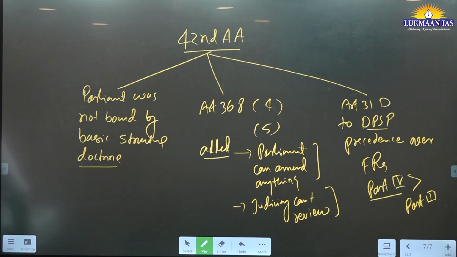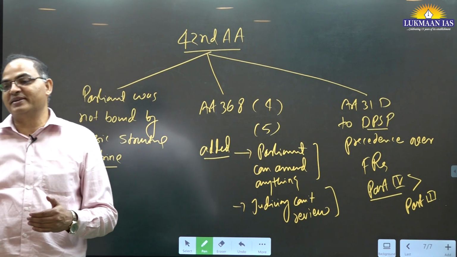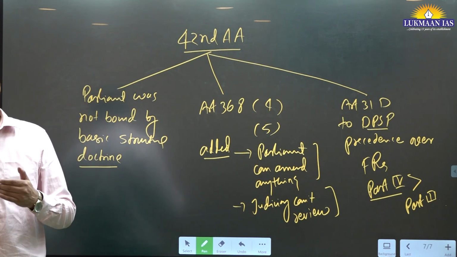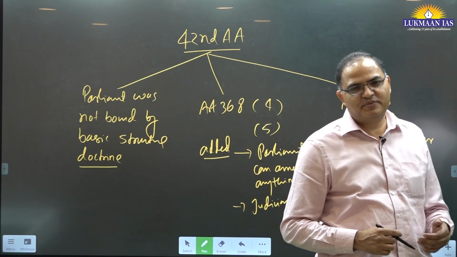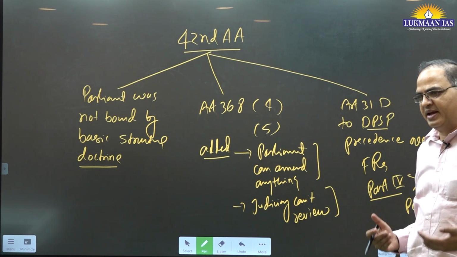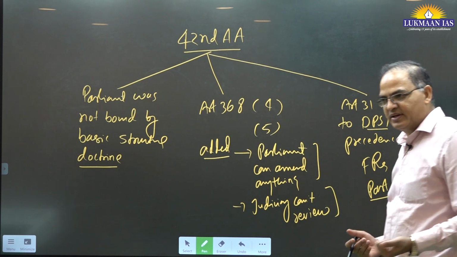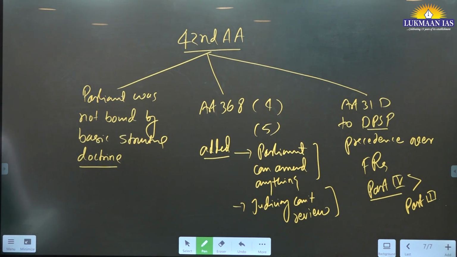So it altered the balance between DPSP and fundamental rights. It's not only 39B and C, rather the entire DPSP will have precedence over fundamental rights. Plus it added so many other things by the 42nd Amendment Act, which are not part of this challenge. You know that in the preamble also 3 terms were added, and similarly fundamental duties were created. So it went on adding so many provisions.